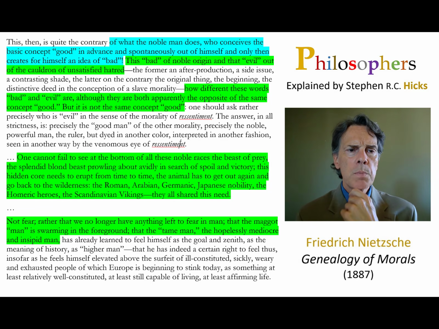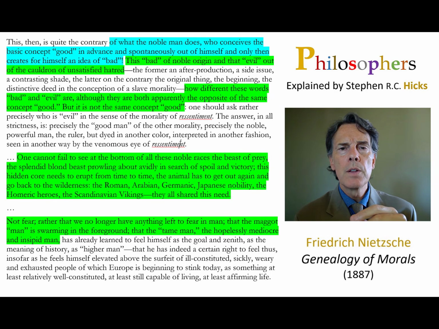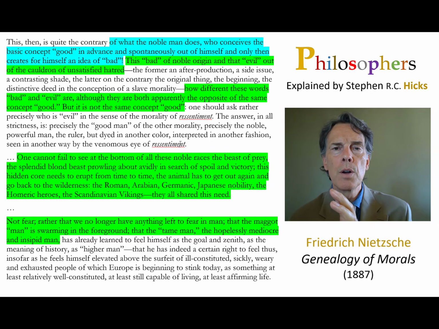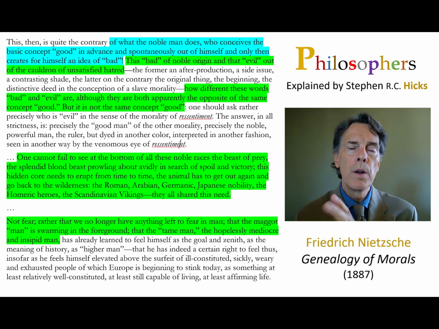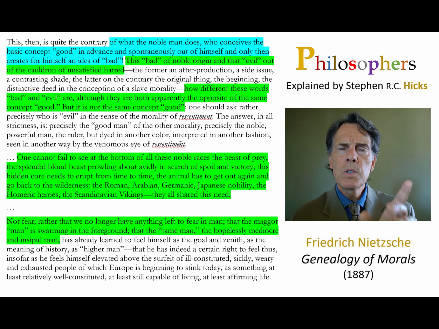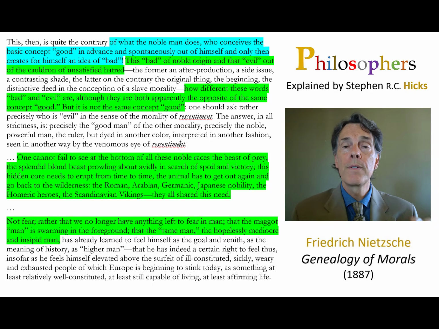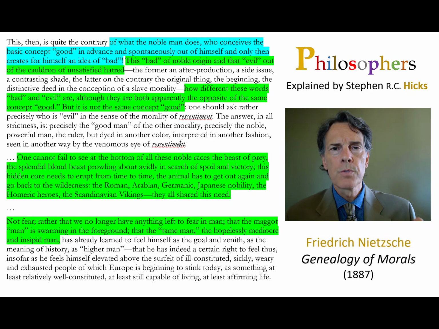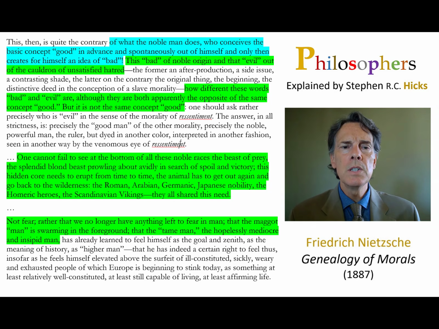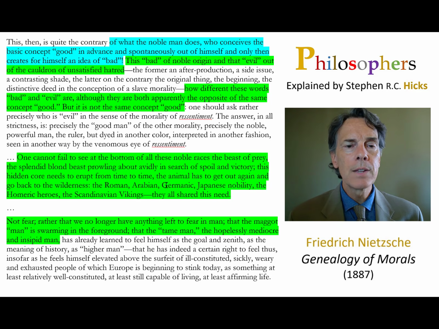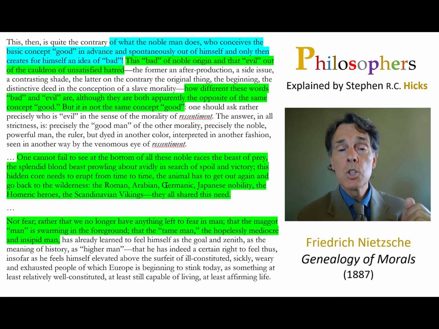Now, I've highlighted this next paragraph here after some elision. Nietzsche is speaking largely from a European context, although he does mention the Indian Brahmins, and he's aware, particularly through Schopenhauer, of the influence of Buddhism on Western thought. But he wants to argue this is not a parochially European issue. He wants to point out that when we read history, we find examples of lots of cultures and lots of races in which this similar duality is at work. And so I just want to highlight this list here. The Roman, Arabian, Germanic, Japanese nobility, Homeric heroes, Scandinavian Vikings, they all shared this need.